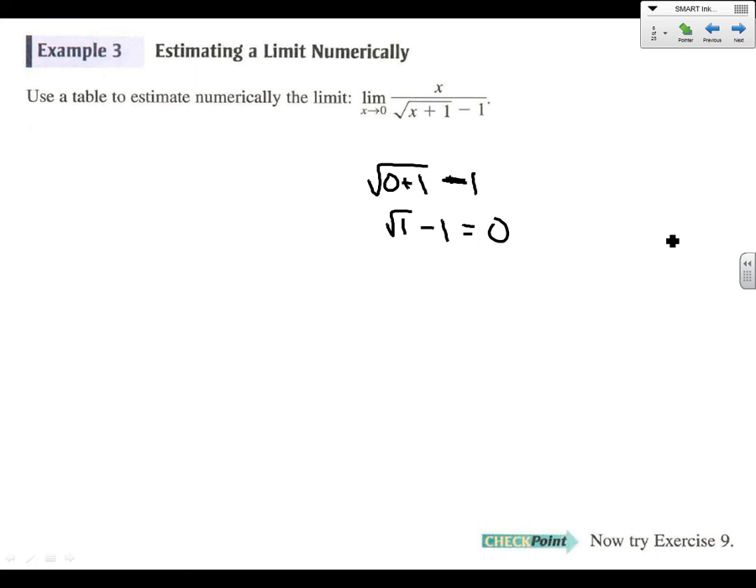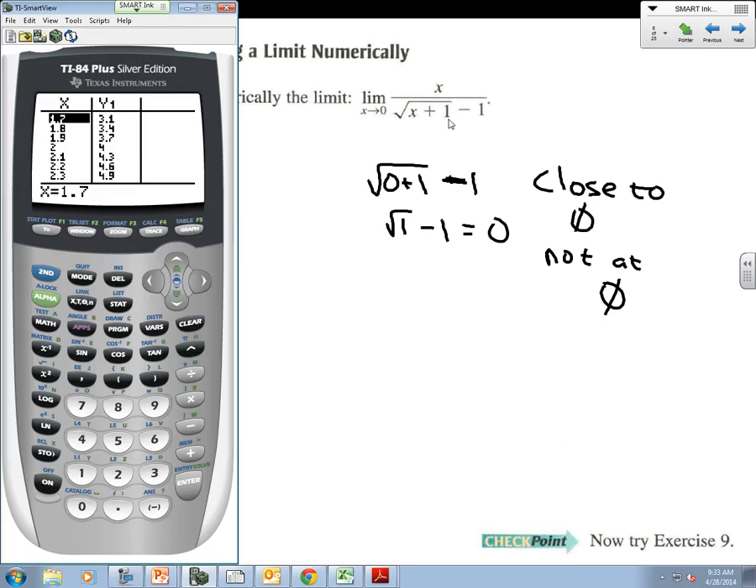So what we're asking ourselves, though, is not what happens at 0. We want to know what happens as we get close to 0, not at 0. That's the distinction with the limit. So let's go ahead and do exactly what we just did. Plug it into the calculator.